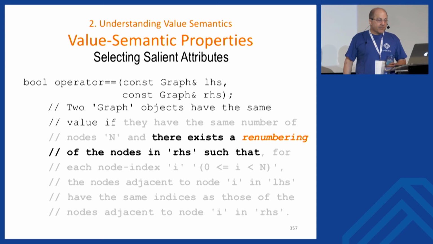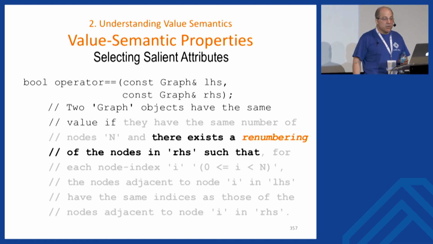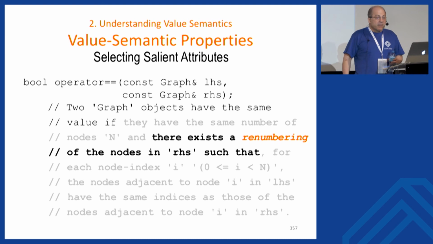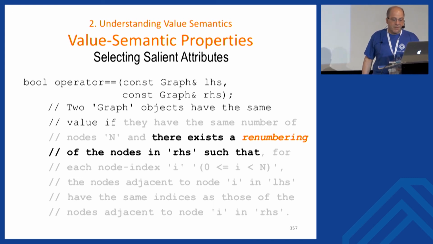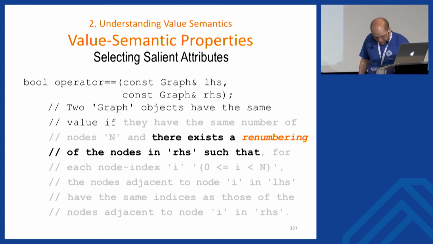So, two graph objects have the same value if they have the same number of nodes, and there exists a renumbering of the nodes in RHS such that for each node index I, 0 less than I less than n, the nodes adjacent to node I in LHS have the same indices as those of the nodes adjacent to node I in RHS.